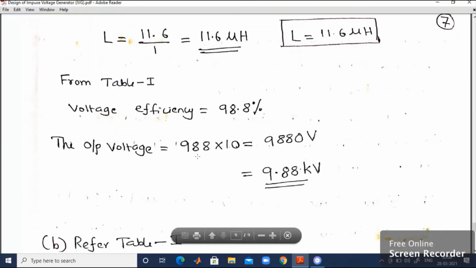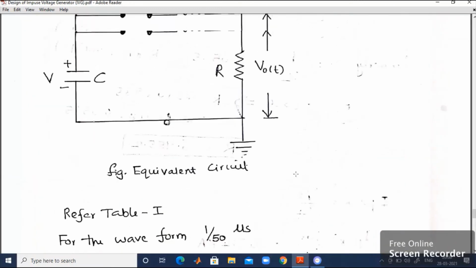The output voltage is given by 0.988 into 10, that is nothing but 9880 volt. From this expression you can write directly. It is better to convert into kilovolt, that is 9.88 kilovolt. So the output voltage is 9.88 kilovolt. This is also a very simple procedure. If you refer to table 1, you will get the voltage efficiency. Then using this expression, you can get the total output voltage produced by the impulse generator, that is equal to 9.88 kV.